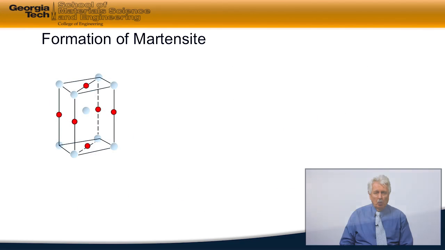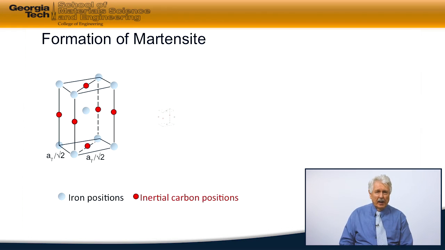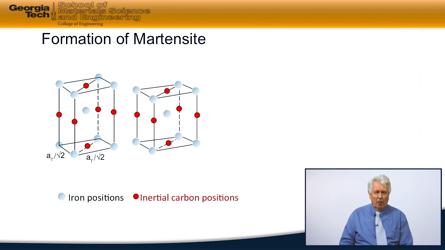So now what we're going to do is take that distribution of potential carbon sites and atom sites, and we're going to cause the structure to compress. It's going to change magnitude along the c-axis, and it's going to change along the two orthogonal directions to it. So this is what's happening as a consequence of going from the austenite to the ferrite.